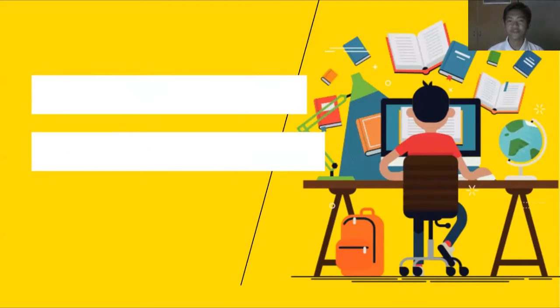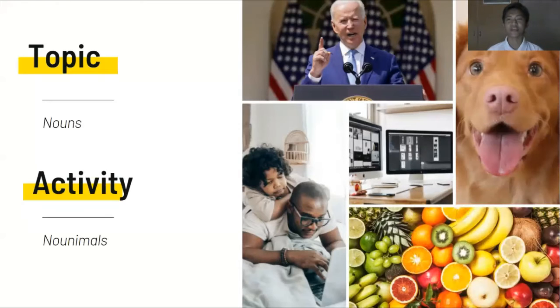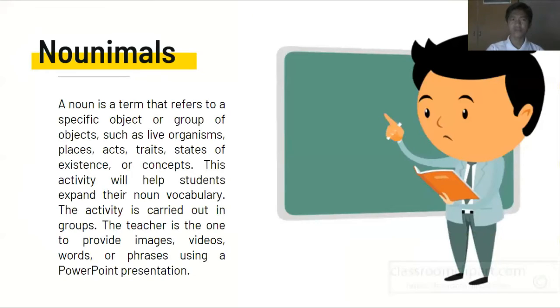So, my first innovative strategy is Nounimal. The activity is all about expanding the students' vocabulary about the kinds of nouns. A noun is a term that refers to any living things, an idea, or places, or concepts. This activity will help students expand their noun vocabulary.